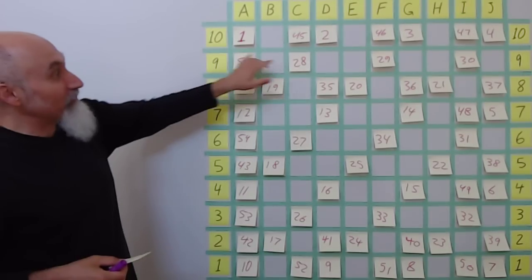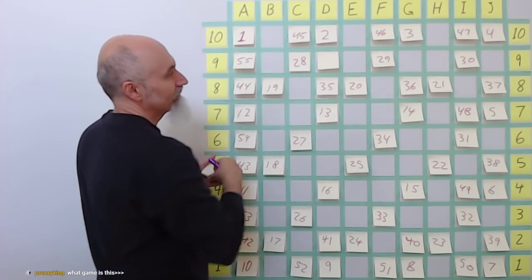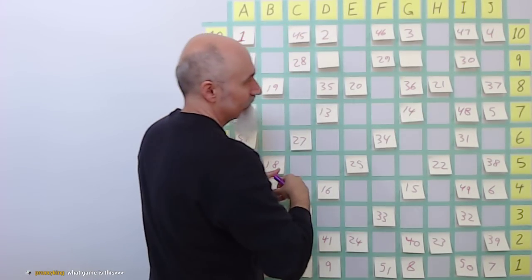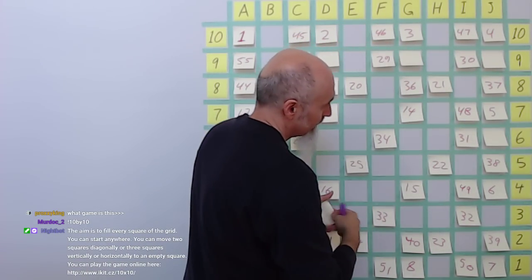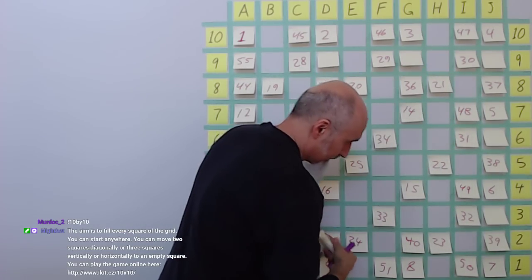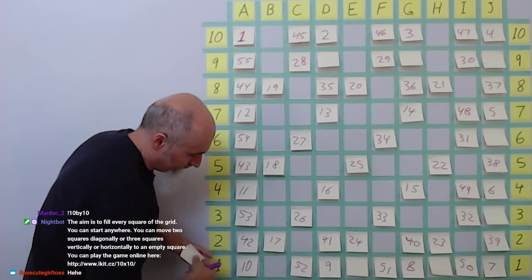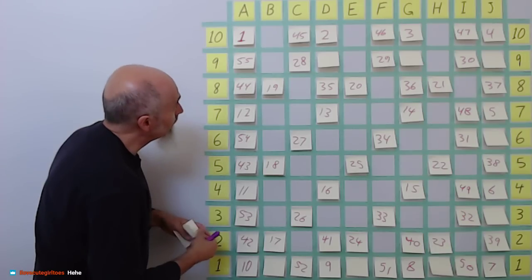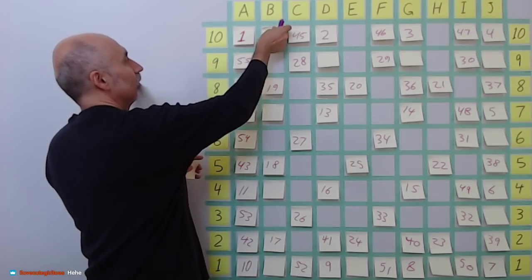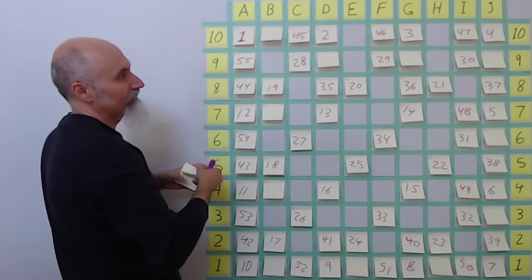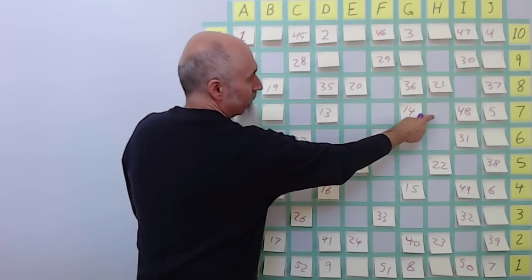But right now, let's do this. Should we keep on going? Round and around and around and around? 55, 56, 57, 58, 59, 60, 61, 62, 63, 64, 65, 66, 67, 68, and then we've got two choices here or here for 69.